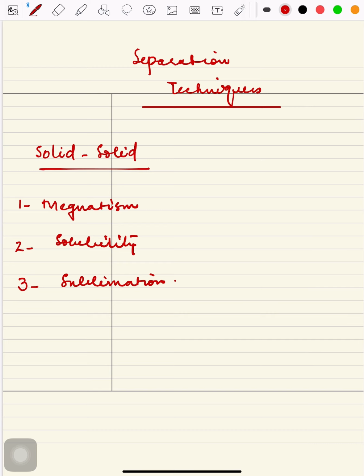All right, let's have a look at magnetism. For example, there are two or more solids, and one of the solids is attracted towards a magnet. It has the ability to be attracted towards a magnet. Just consider a mixture of three metals. One of them is gold, second is silver, and third is iron. We already know that iron is a magnet-attracting metal. It can be attracted by a magnet. So in this way, with the help of a magnet, we can separate iron from the rest of the two metals.